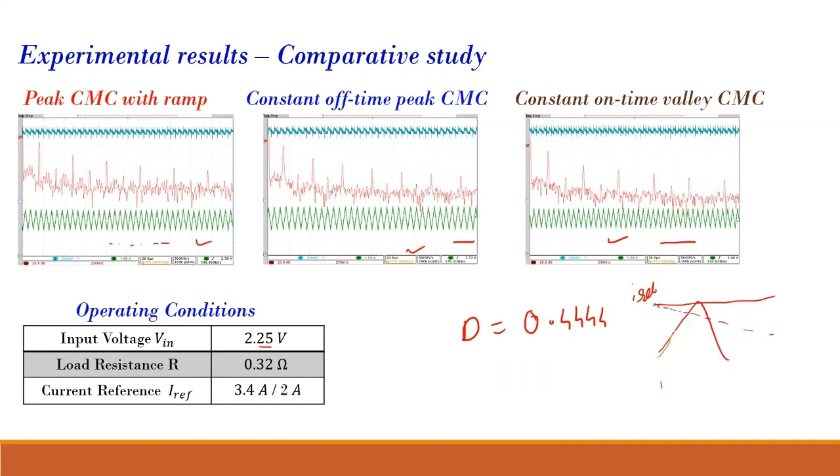will be of this form. You come here and it will start falling. It will fall at an earlier instant. It is reducing your duty ratio, so that way it will stabilize it. This is your ramp.